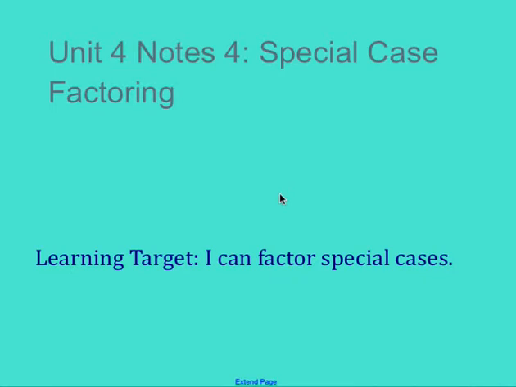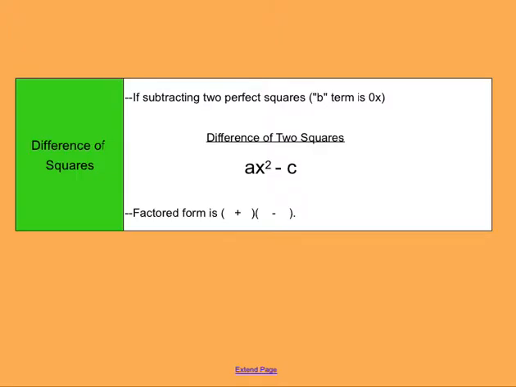Today we're going to be doing Unit 4 Notes 4. So we're going to be talking about special case factoring. So let's go ahead and take a look at what we need to do for special case factoring. The first type of special case factoring is differences of squares. So if you're subtracting two perfect squares, that means that your b term is going to be 0. So differences of two squares takes the form ax squared minus c. And then when you factor, you have one parenthesis that has a plus and one parenthesis that has a minus.